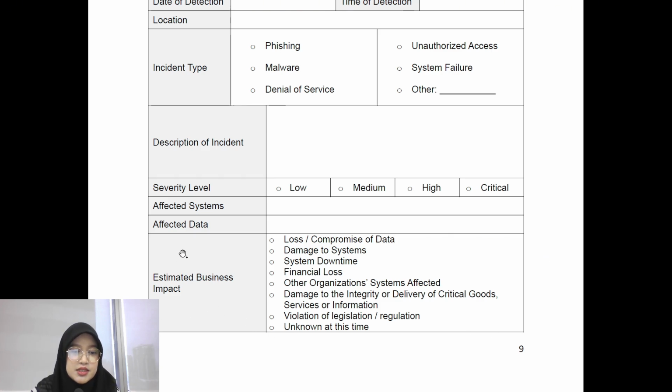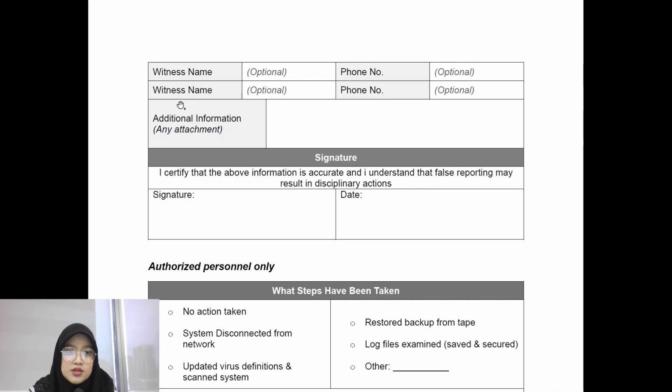So next we have estimated business impact. We have such as loss or compromise of data, damage to systems, system downtime, financial loss, other organization systems affected, damage to integrity or delivery of critical goods, services, or information, violation of legislation or regulation, or are unknown at this time. So the employee needs to know which business area is impacted. And then next is the witness name. We have witness name and phone number. This is optional, so the employee can fill in the witness name and phone number. Also any additional information, any attachment like pictures or documentation.